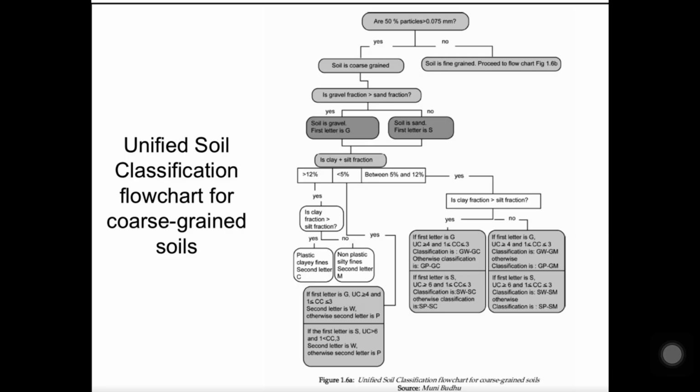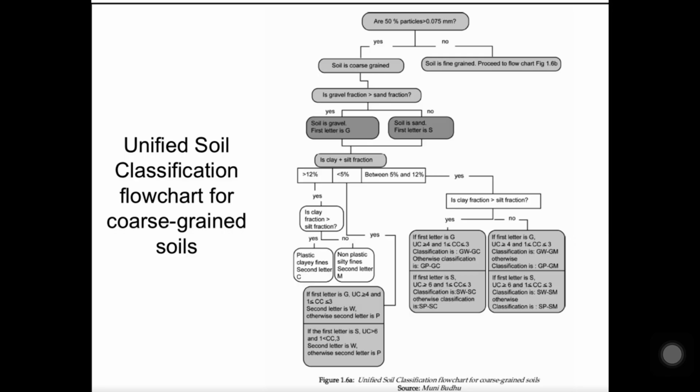For soils with significant fines, we then look at the plasticity of the fines. In other words, how sticky or moldable the fines are when wet. This helps us decide between two options. If the fines are more clay, we classify them as plastic fines and use C as the second symbol. If the fines are more silt-like, which means they don't stick together as much when wet, we classify them as non-plastic and use M as the second symbol.